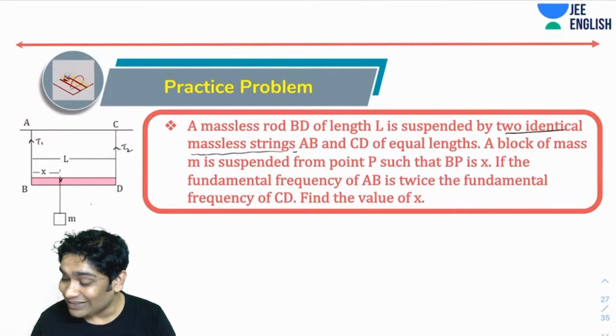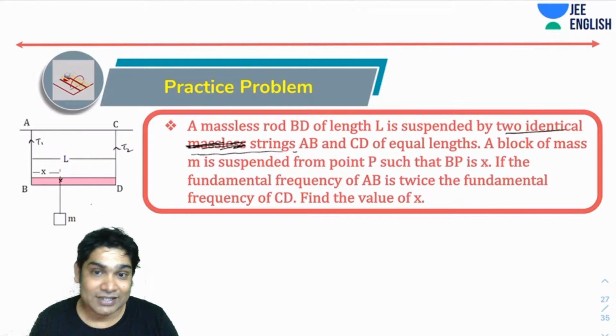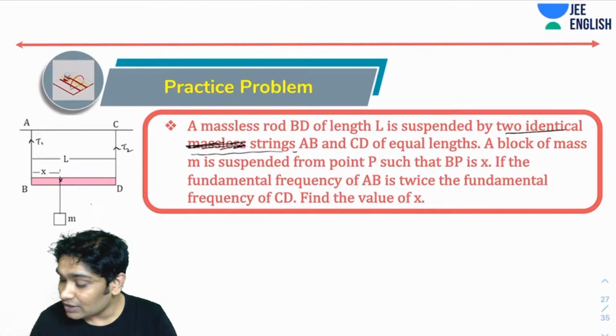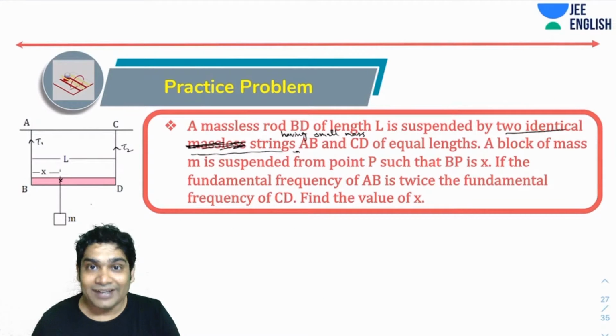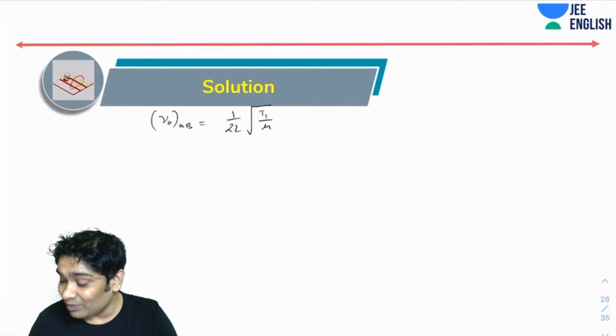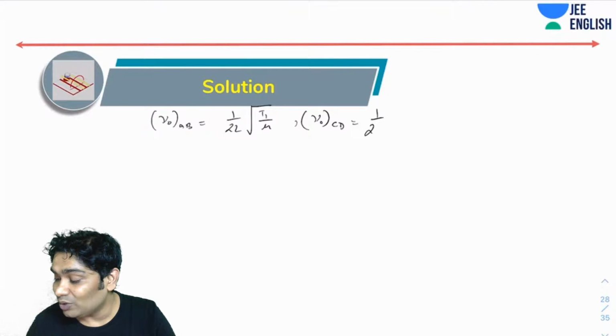They shouldn't have said massless. They cannot be massless. They should have small masses. These are two identical strings having small mass. You guys would know that in a massless string, the elasticity would be very high. So this would be nu naught AB. Similarly, nu naught CD obviously would be 1 over 2L root of T2 over mu again.